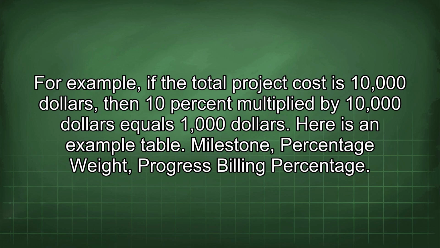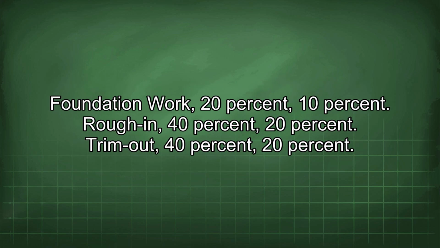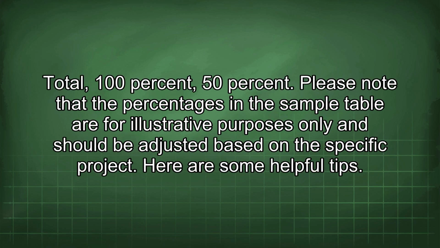Here is an example table. Milestone, percentage weight, progress billing percentage. Foundation work, 20%, 10%. Rough-in, 40%, 20%. Trim-out, 40%, 20%. Total, 100%, 50%. Please note that the percentages in the sample table are for illustrative purposes only and should be adjusted based on the specific project. Here are some helpful tips.